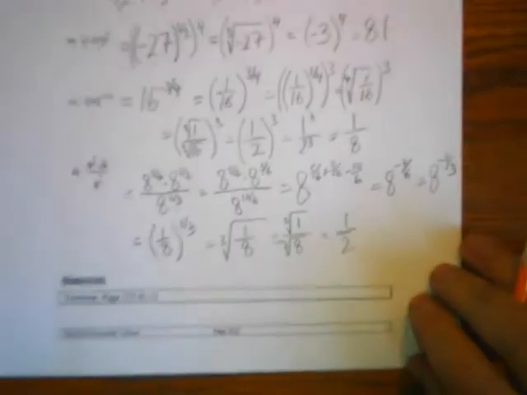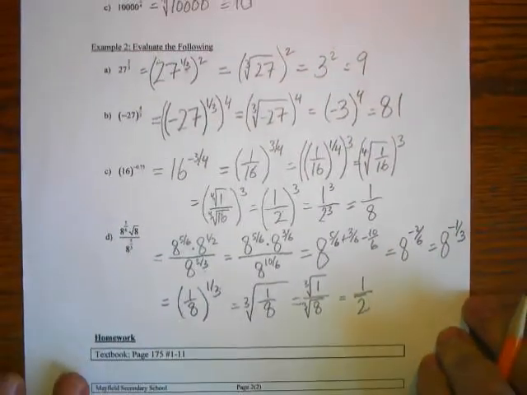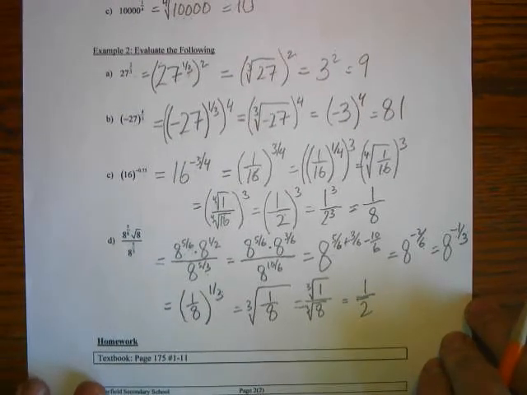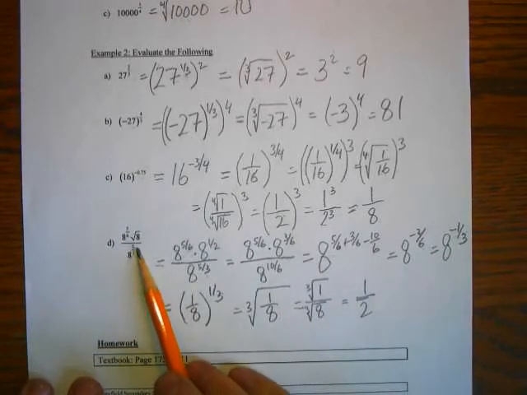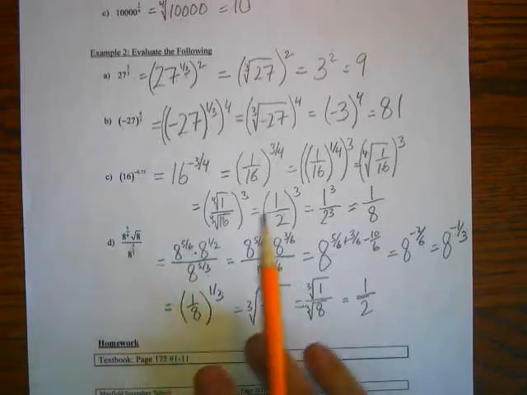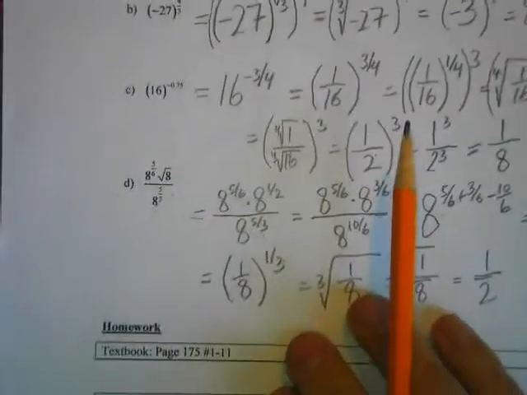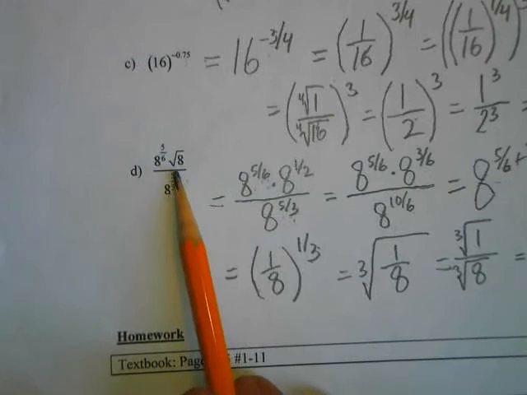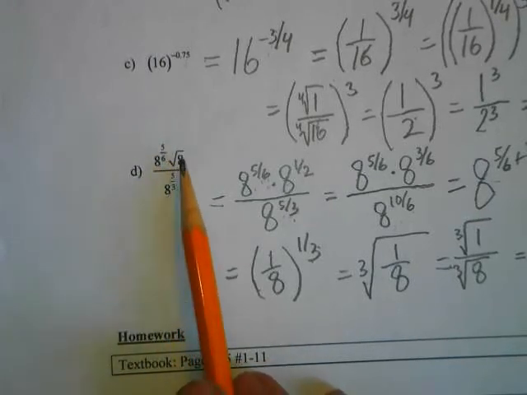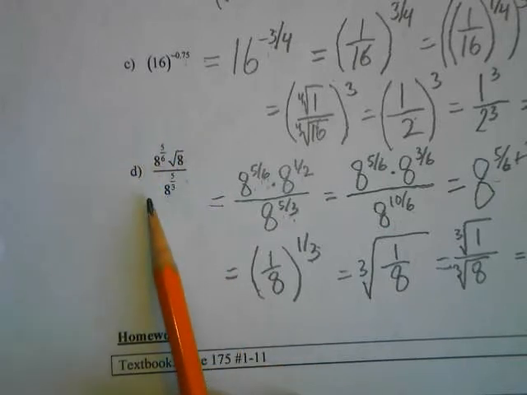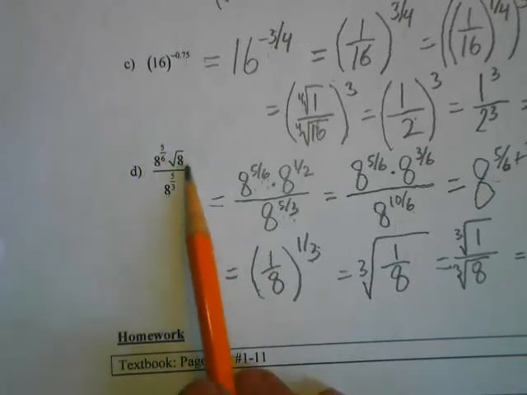So hopefully this helps you understand how to deal with rational exponents. They go back and forth. You can see this one here. I can't really combine these until I change that radical sign, the root, into a rational exponent, the 1/2. So you have to do that first. You want to have the same properties so that you can combine them together.